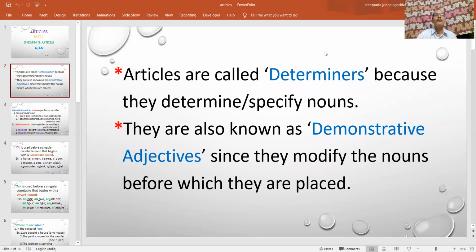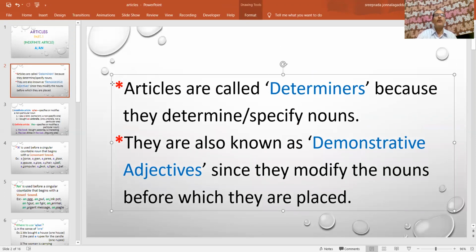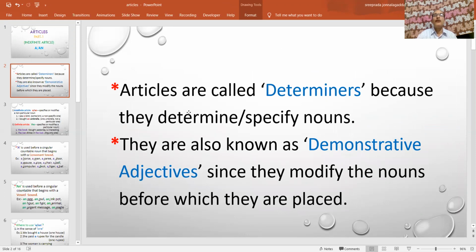First of all, what are articles? We have to define, or we have to know what these articles are. Articles are called determiners because they determine or specify nouns. That means these articles, whether they are definite or indefinite articles, are placed before nouns and they determine the position of those nouns. That's why they are basically known as determiners.